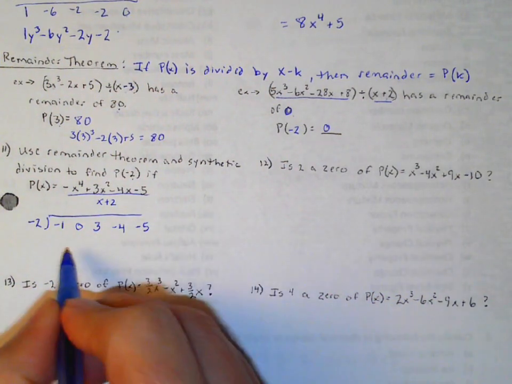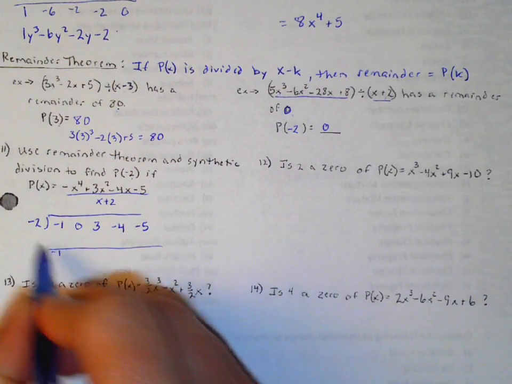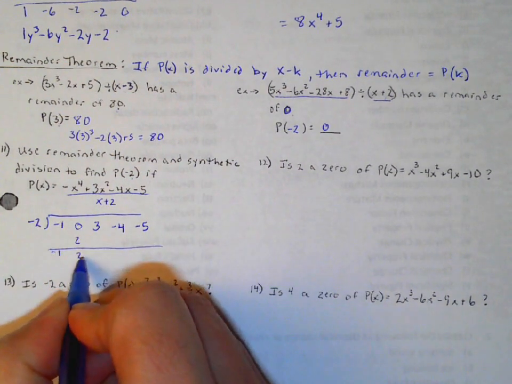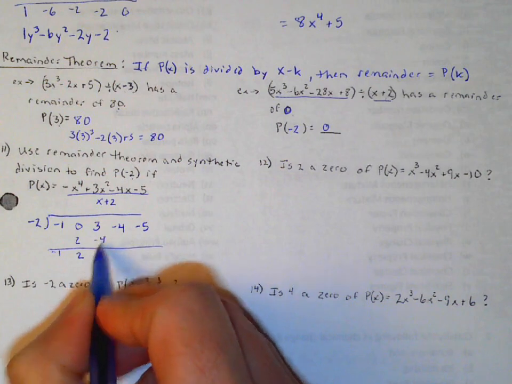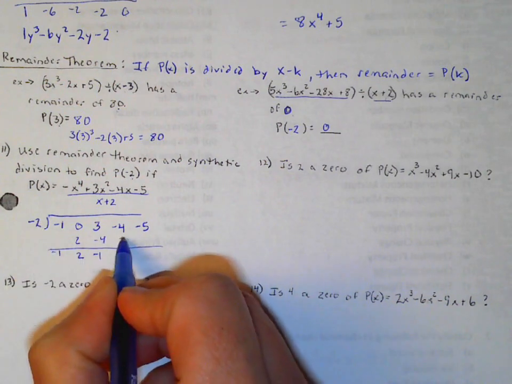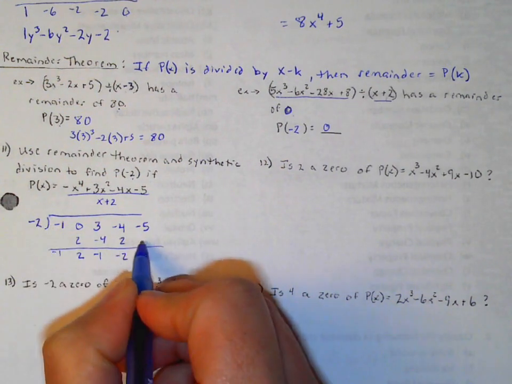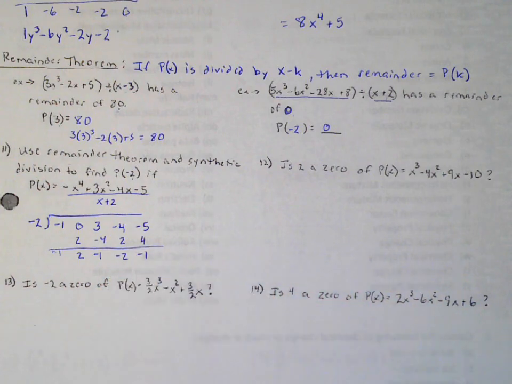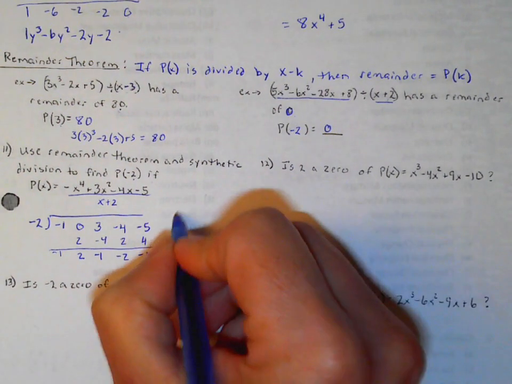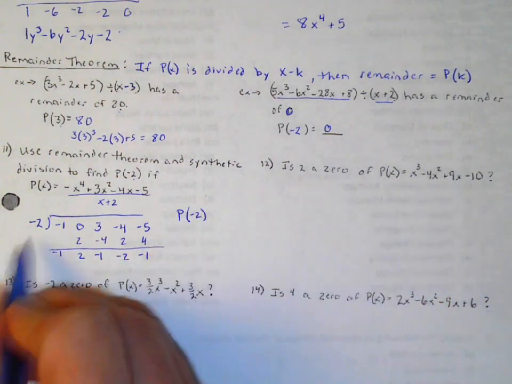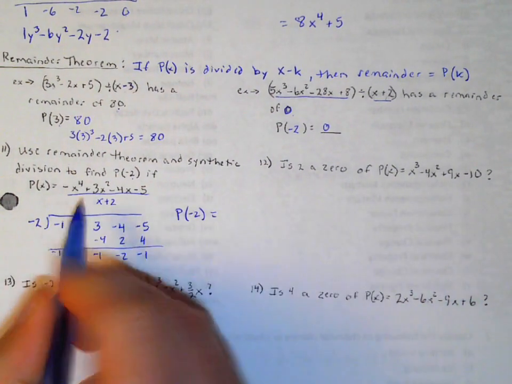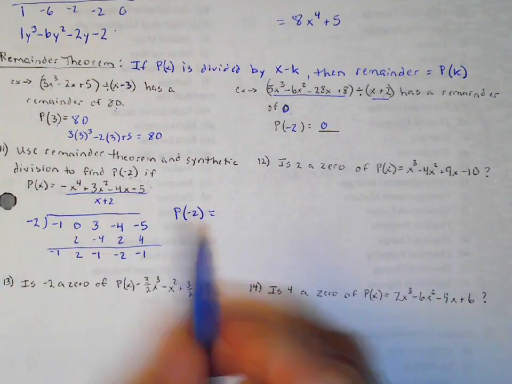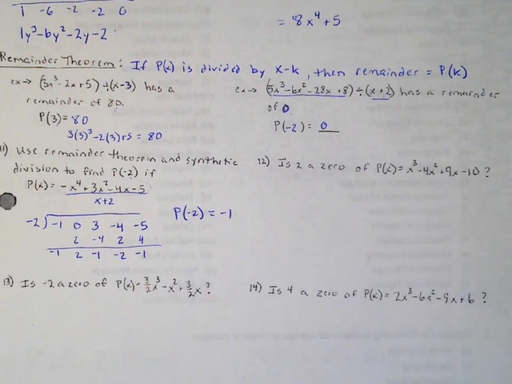Using synthetic division, bring the first one down, multiply and add, multiply and add, multiply and add, and multiply and add. So this tells us that p of negative 2, if I plug negative 2 into my function right here, I would get an answer of my remainder, negative 1.